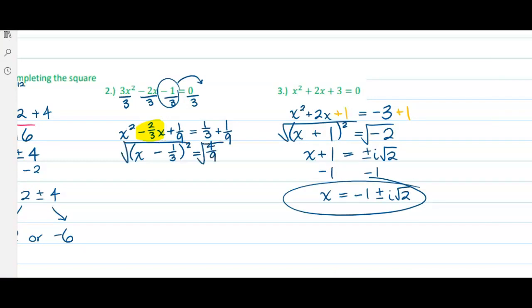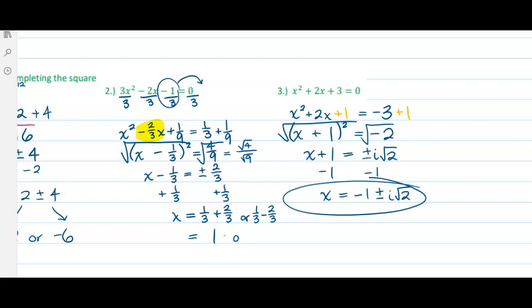I'm going to take the square root of both sides now. x minus 1/3 is plus or minus. Now, the square root of 4/9 seems a little tricky, but that's just the square root of 4 over the square root of 9, which is 2/3. And then I'll add 1/3 to both sides. x is 1/3 plus 2/3, or 1/3 minus 2/3. Simplifying, this gives me 1 or negative 1/3.